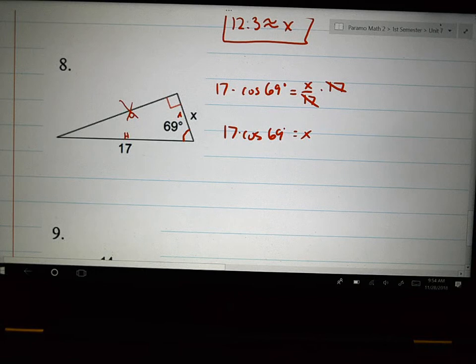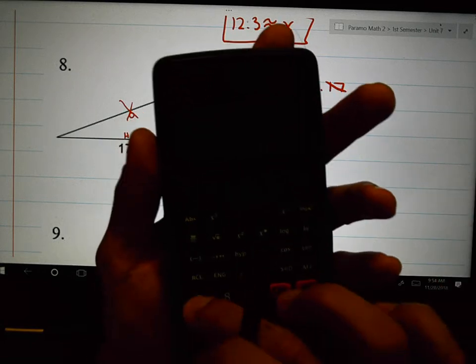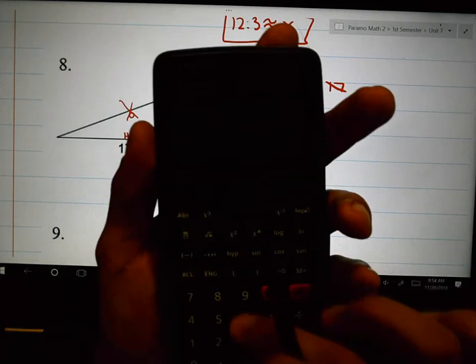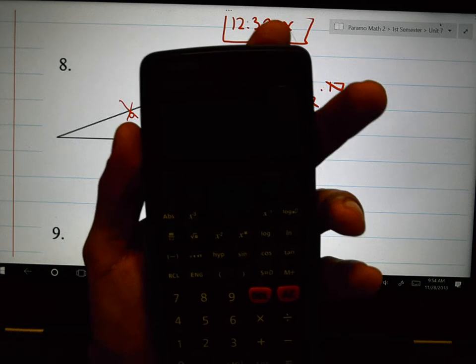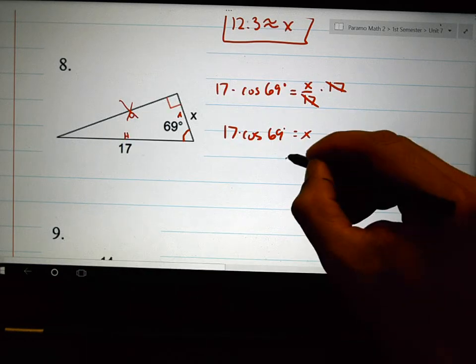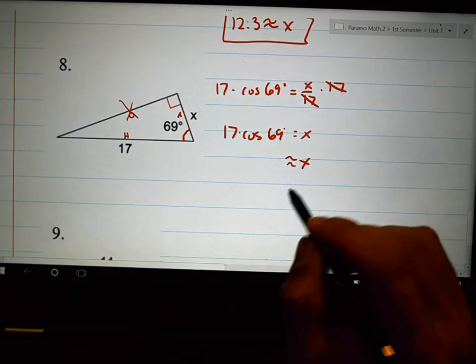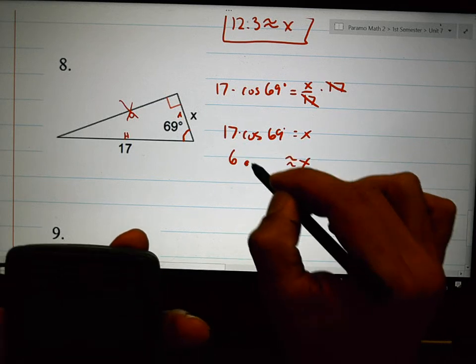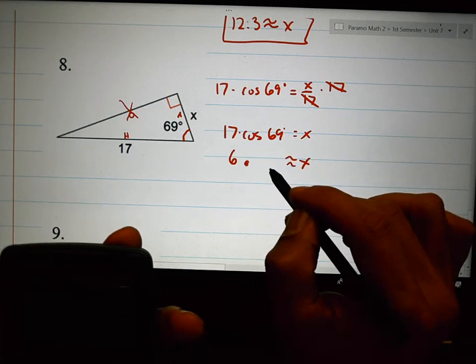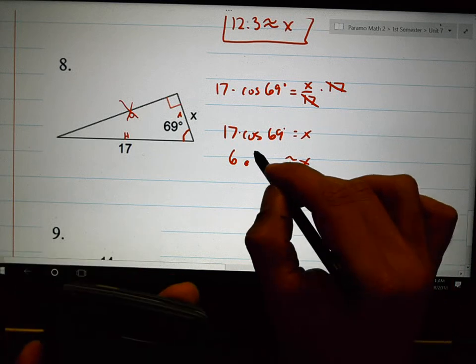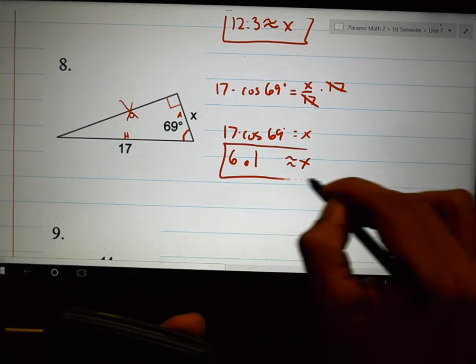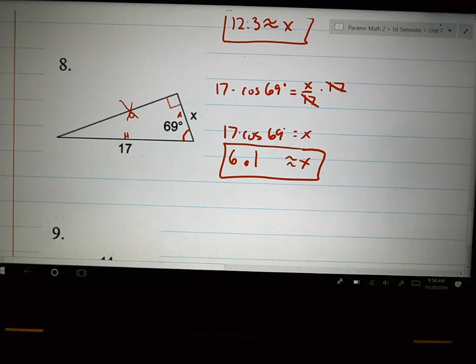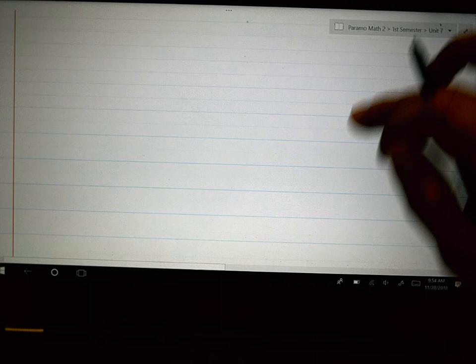Let me punch that in. 17 cosine of 69 degrees. And it is approximately, rounding to the nearest tenth, 6.0922 is what I'm getting. I round that up. How many of you got 6.1? You should be practicing on your calculator too, by the way. Good. Really good. There's only one stipulation to this.